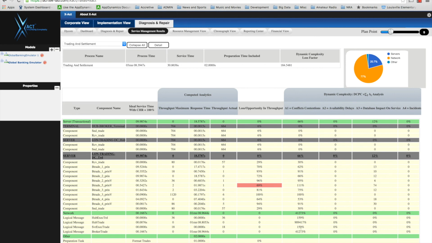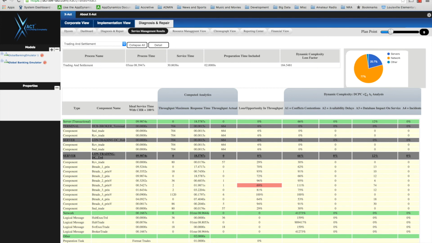We also see that we have a lot of contention on a couple of network hubs, our network dealing with hub trade and also with the broker trade. So we may want to look at the network because that seems to be adding a lot to the response time. So those show us things that we can look at.